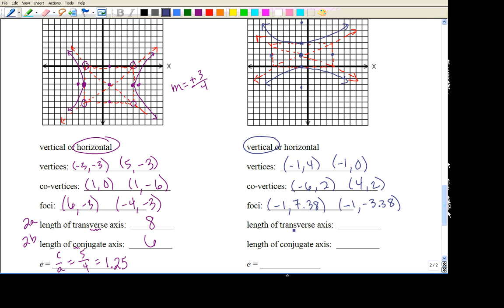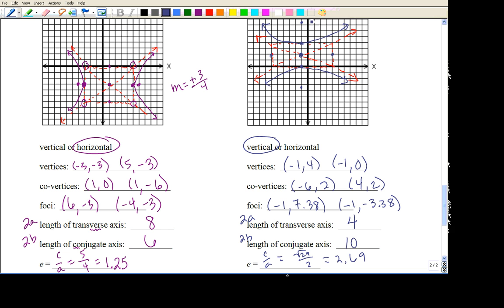The length of the transverse axis is always 2 times a, so 2 times 2 is 4. And the length of the conjugate axis is always 2 times b. So we get 2 times 5, which is 10. And then e, we have c over a. C was the square root of 29 over a, which was 2. So that's about equal to 2.69. So you can see that's bigger than the previous example, and so these are a little bit further out.